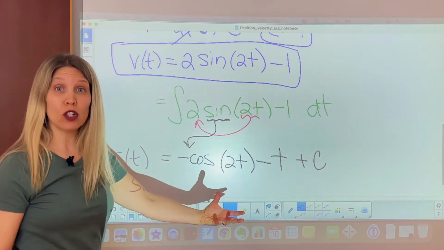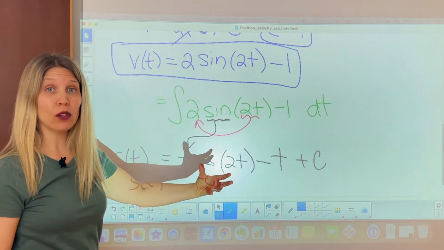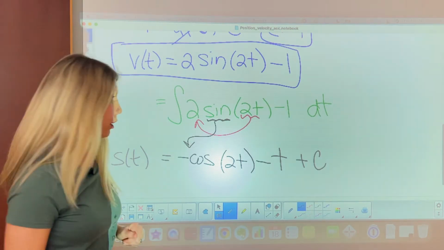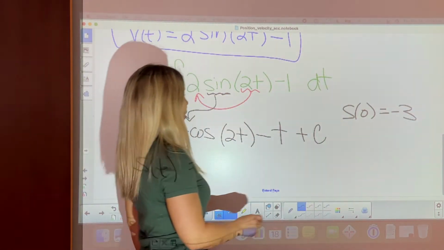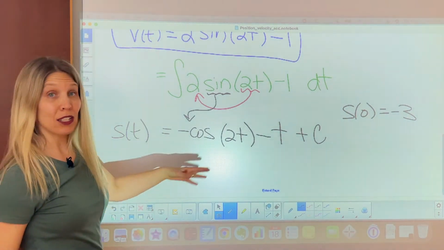And again, in the original problem, they gave us values for position to find our c value. They told us they wanted to use s of 0 equals negative 3. So I'm going to plug that in and solve for c.